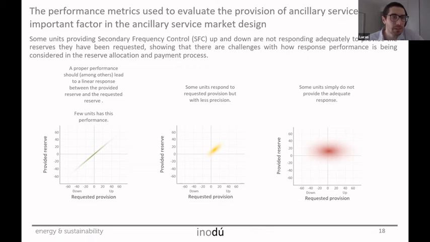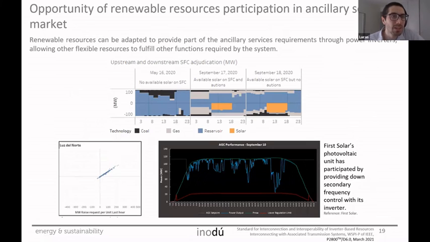These three figures summarize the different performances seen in the system, cataloged as a proper performance by the ISO. The figure shows the provided reserve at each requested provision. And that's why we expect that the performance tends to be more like the line here on the left than the area on the right. And there should also be defined metrics to evaluate the time response and the persistence of the response.